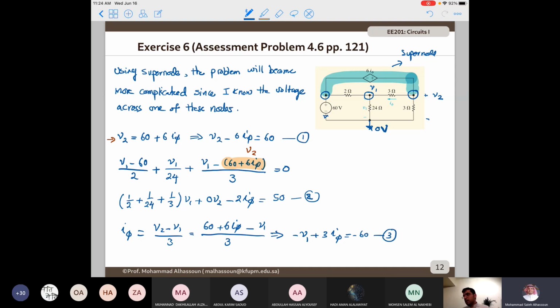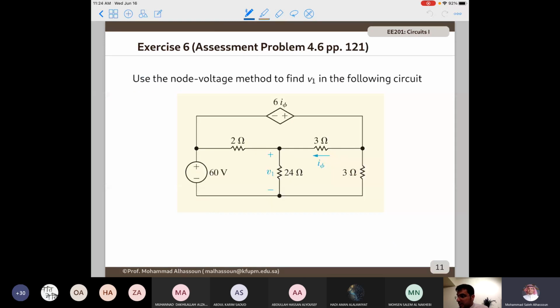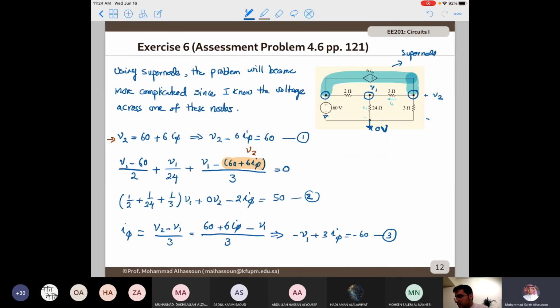So I have 3 equations, 3 unknowns. I can easily solve for V1, V2, and V3, or V1, V2, and IV. But I'm not asked to find V2, I'm asked to find V1. So if I solve for it, I will get V1 equals 48 volts. IV will be minus 400.